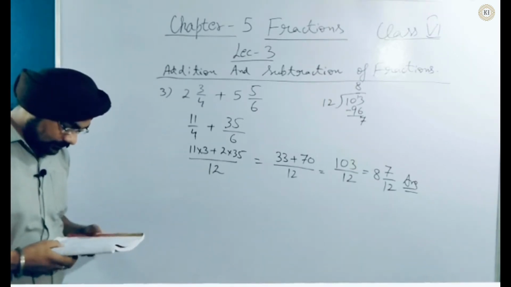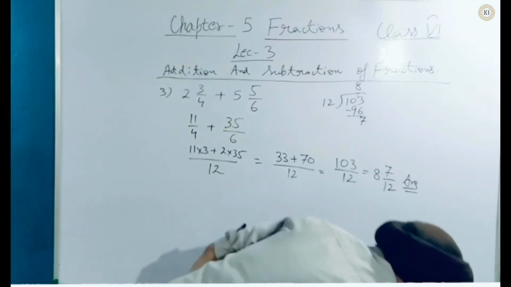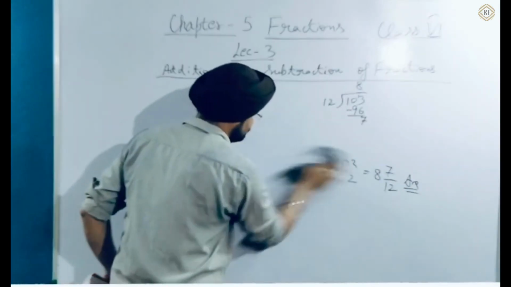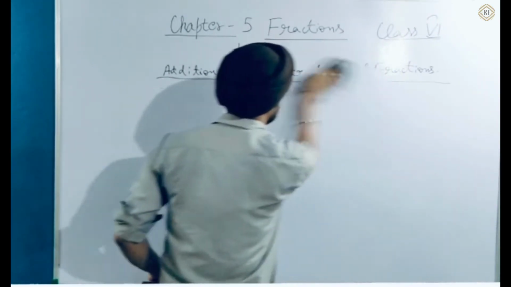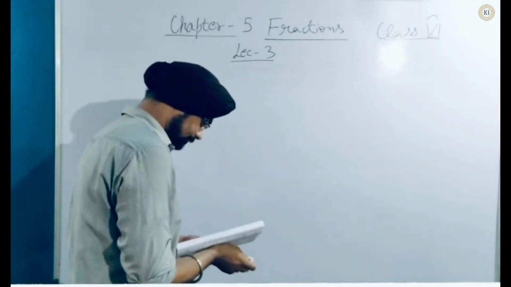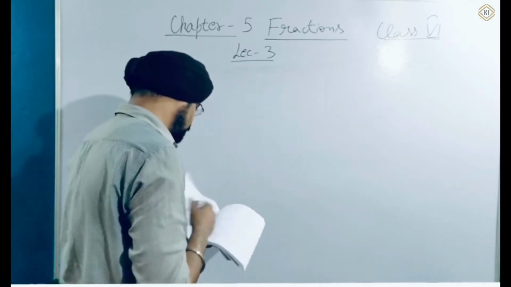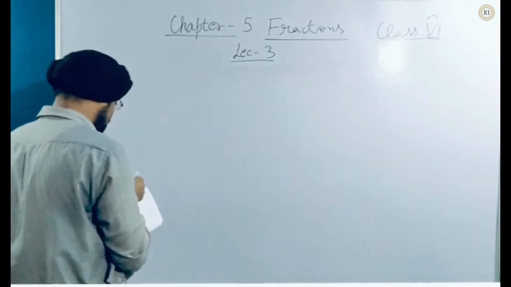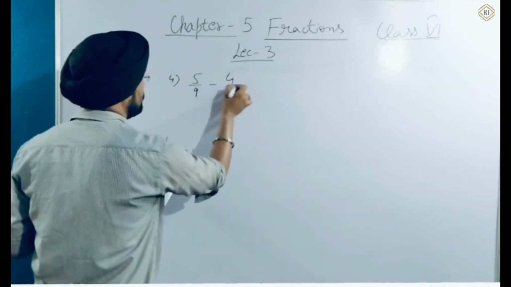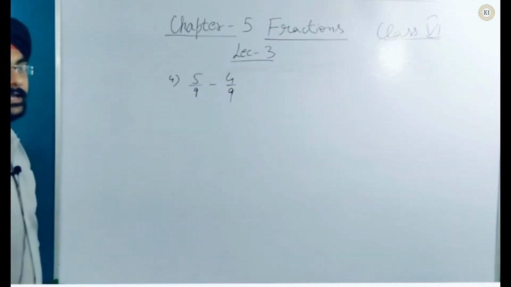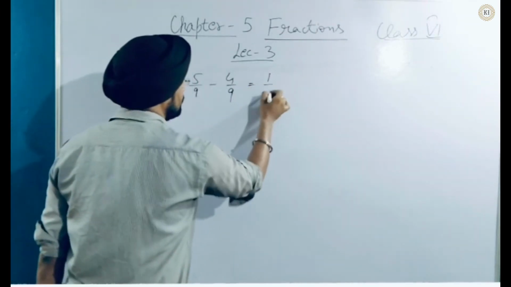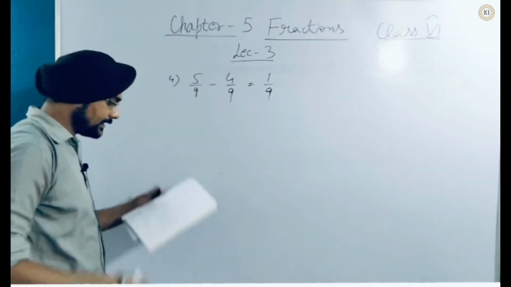Now we will discuss some questions of subtraction. Subtraction is also the same as addition, whatever we have studied. Now if you get the question 5 by 9 minus 4 by 9, you can see that both are like fractions. Again we simply subtract the numerators. 5 minus 4 will be 1. So our result is 1 by 9.